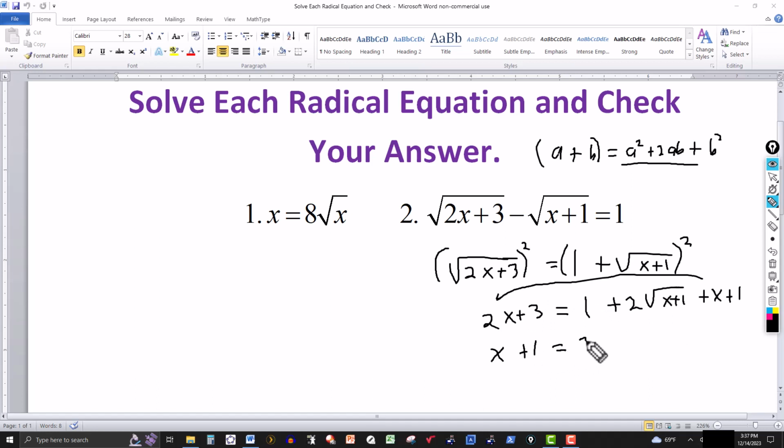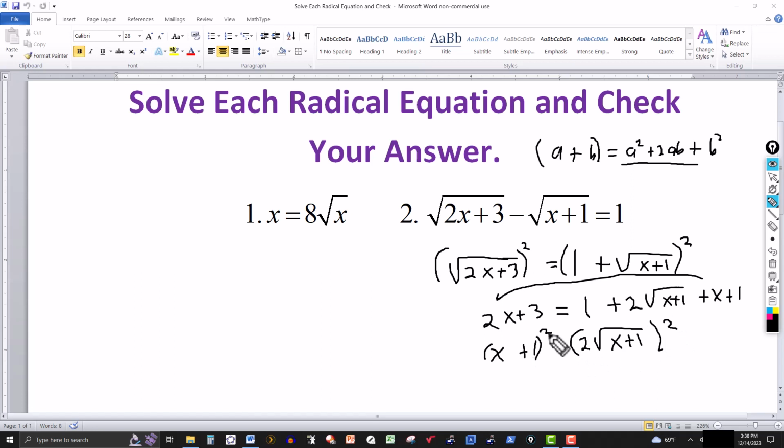So this leaves me on the right side with 2 times the square root of x plus 1. I repeat the procedure. In order to solve it, I want to square both sides. It's not going to work if you don't bring everything over. You want to isolate it. So square this here, and then square this.